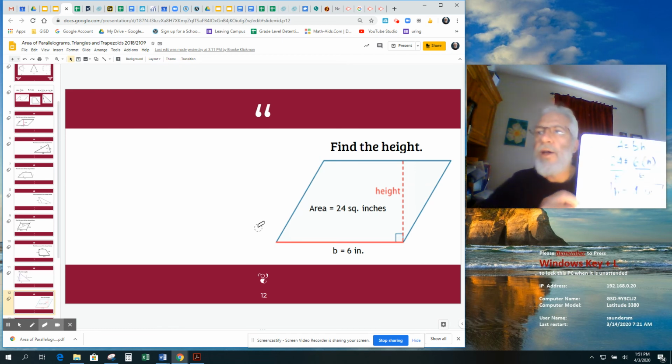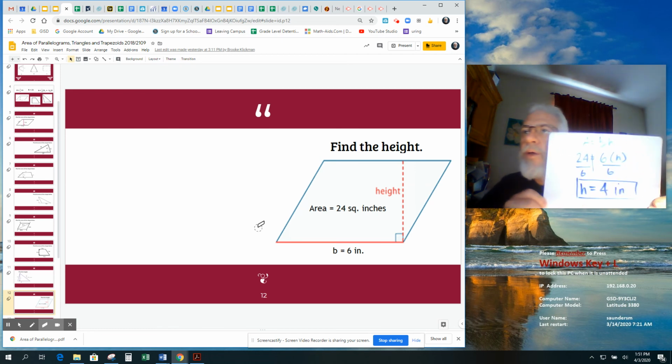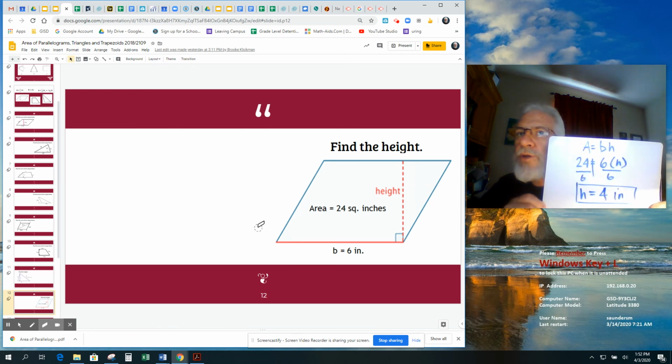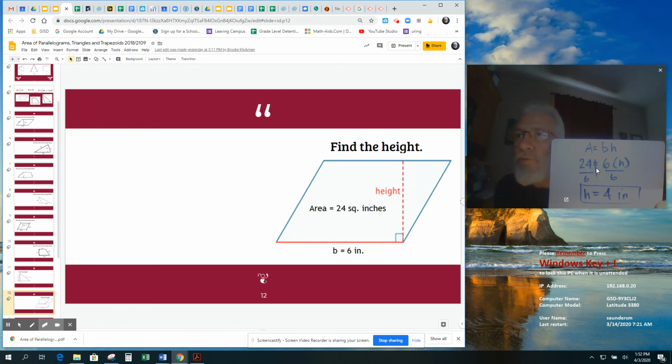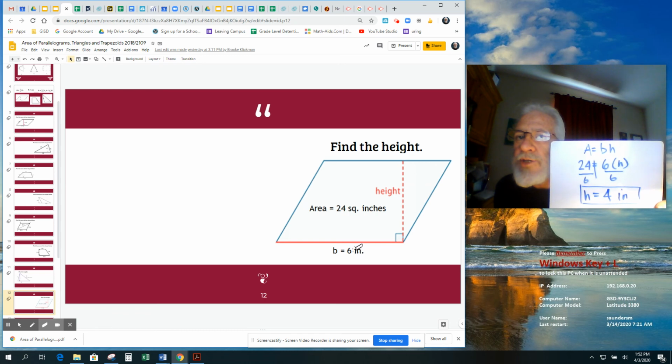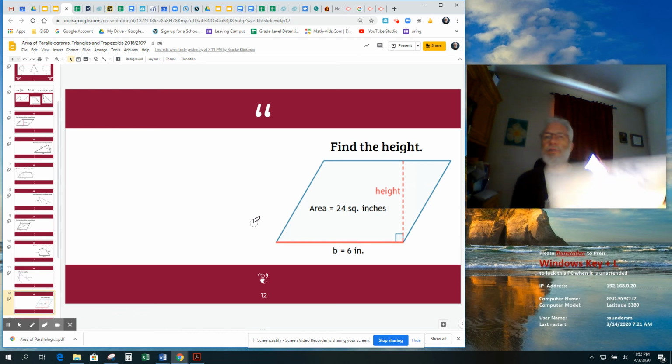Okay, here's how I calculated it. Area equals base times height. And they gave us the area is 24 square inches. Right here, they gave us that. And they gave us the base is 6 inches. And so I wrote 24 equals 6 times H, cut in half, divided both sides by 6, and H equals 4, and my units are inches, 4 inches.